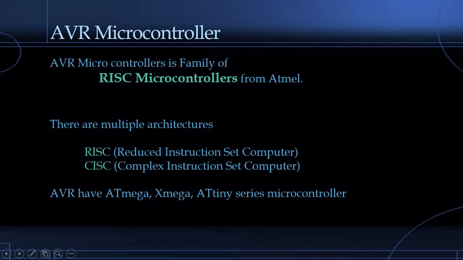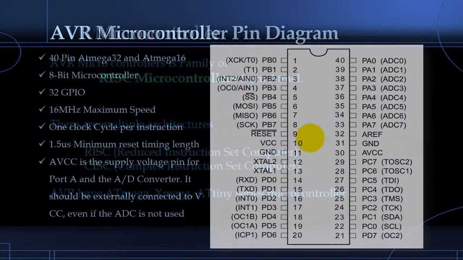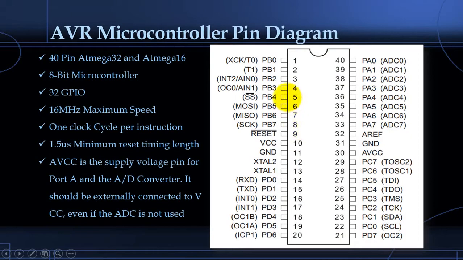There are mainly three sub-series of the AVR microcontroller: the ATmega series, the XMega series, and the ATtiny series. Throughout this tutorial series, we will be discussing the ATmega32 microcontroller. The ATmega32 microcontroller has 40 pins.